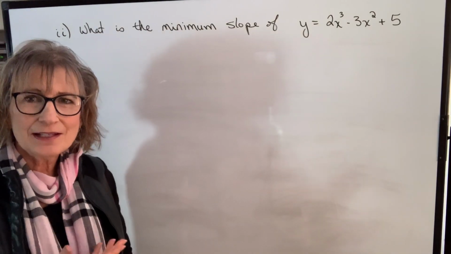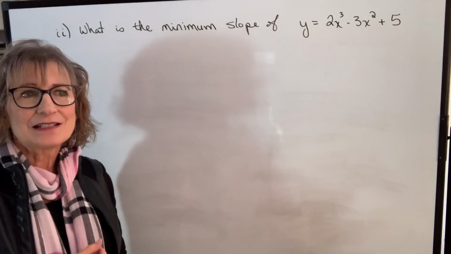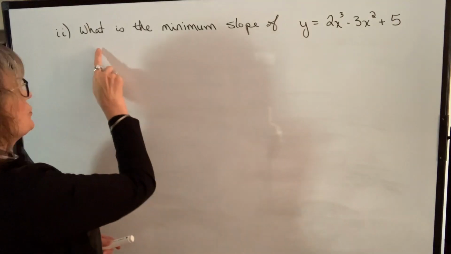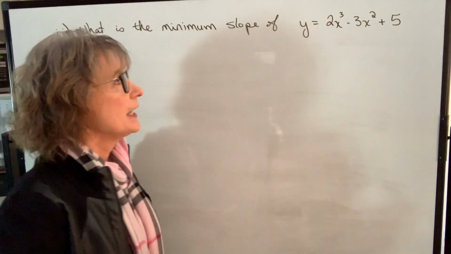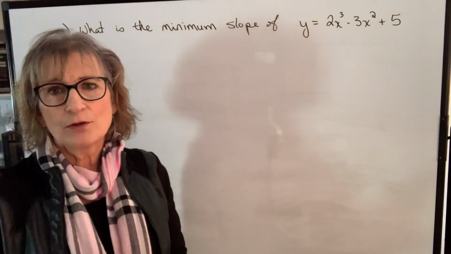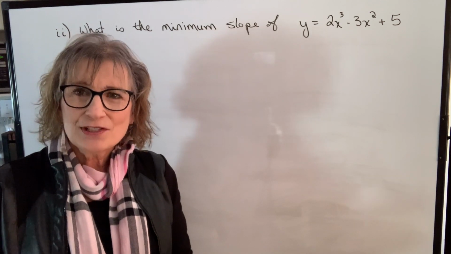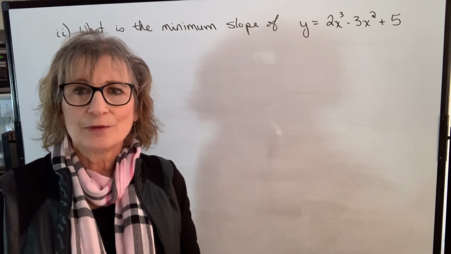I really like this second example because it looks like a straightforward question, but typically students do it incorrectly, and I'll explain why. The question says, what is the minimum slope of our function? And what I see students do is right away they find the minimum value of the function. That's not what the question said. It didn't say what is the minimum value of y, it said what is the minimum slope.